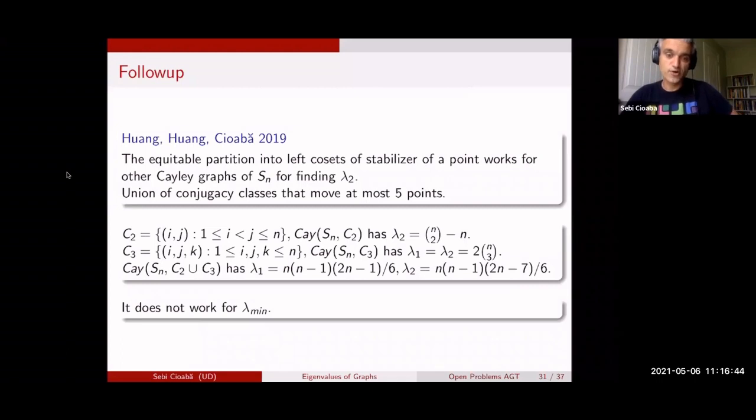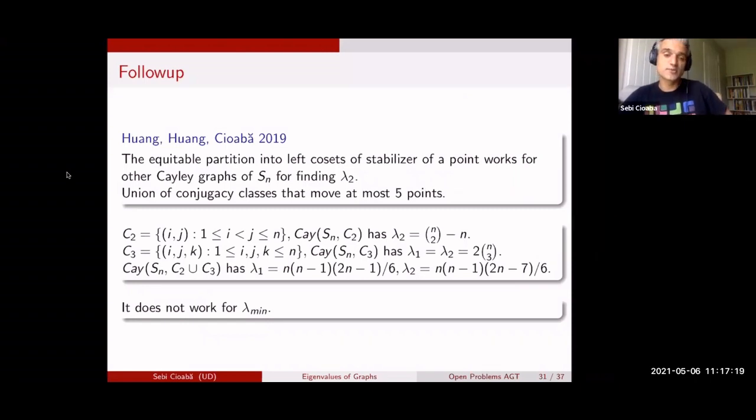For example, if you take the permutations, the transpositions, the Cayley graph has a certain spectral gap. If you take the cycles of length three, the Cayley graph with respect to this is disconnected because you only have even permutations. So lambda one equals lambda two. As an example, you can use this method to calculate lambda two for these graphs. I don't have a particular application for it, but it just works for these graphs and for some other families of Cayley graphs of SN.